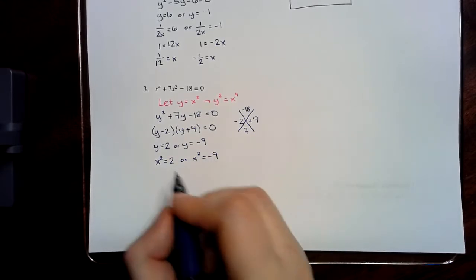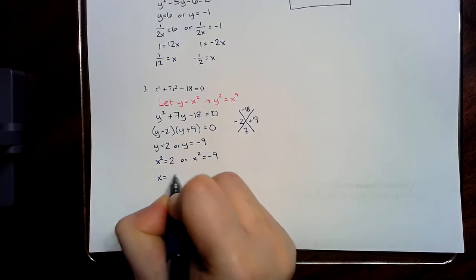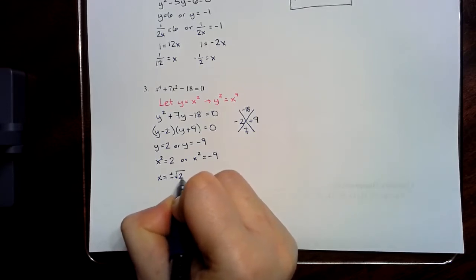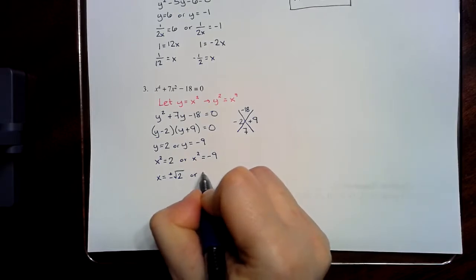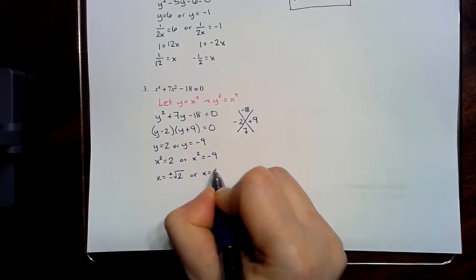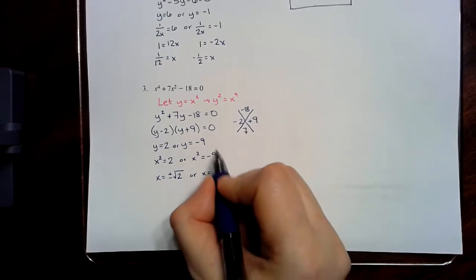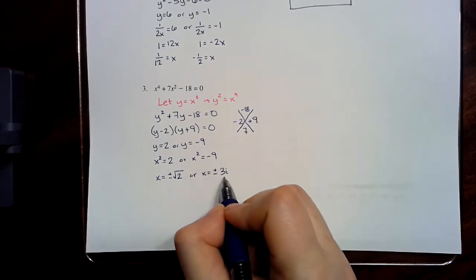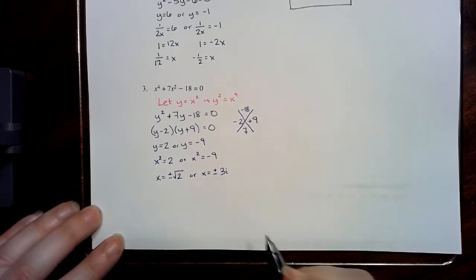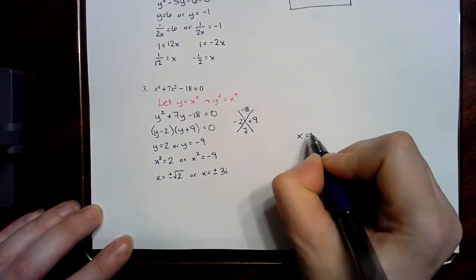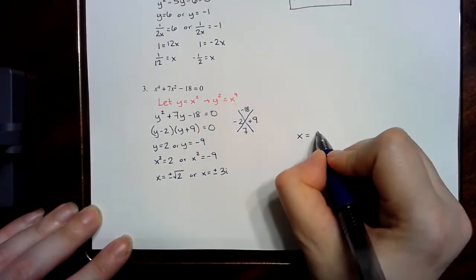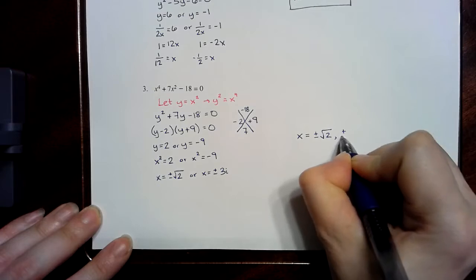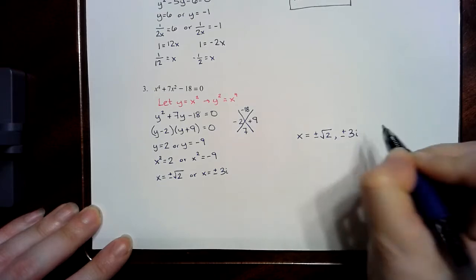And when I take the root on both sides, I'll find that x is plus or minus the root of 2, or x is plus or minus the root of negative 9, which is 3i. So I find my answers for x are plus minus the root of 2, or plus minus 3i.